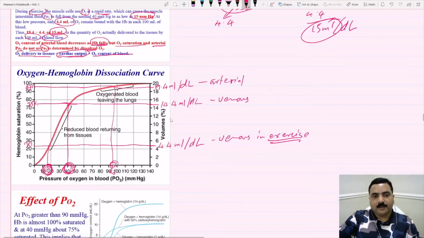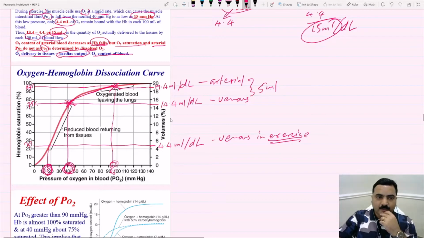So this is the oxygen hemoglobin dissociation curve. You can see the first part from this point to here, from 97 percent saturation to 75 percent. This is considered the flat portion. You don't see much dissociation. It is hard for the oxygen to dissociate, because only around 5 ml is dissociated, or around 25 percent.